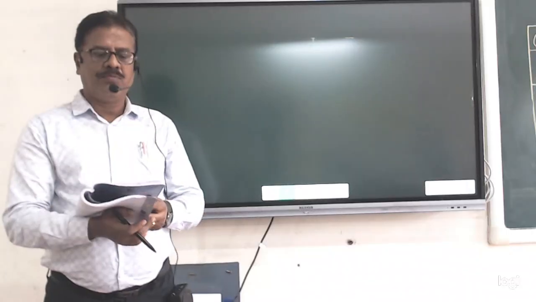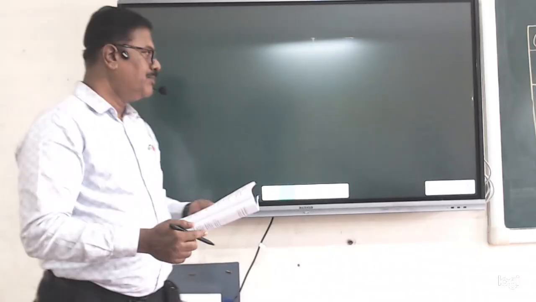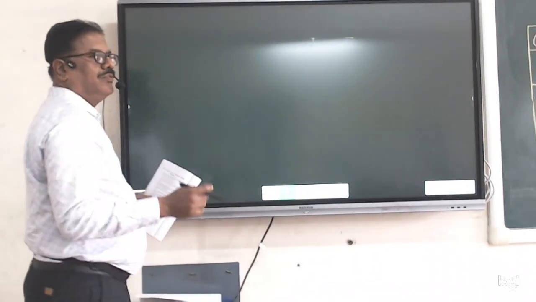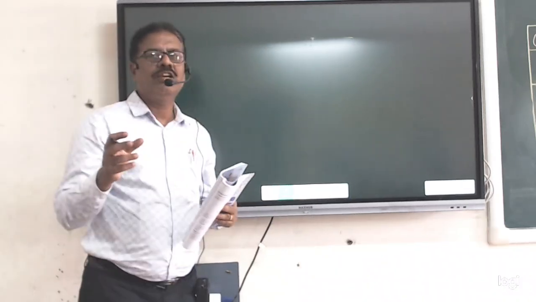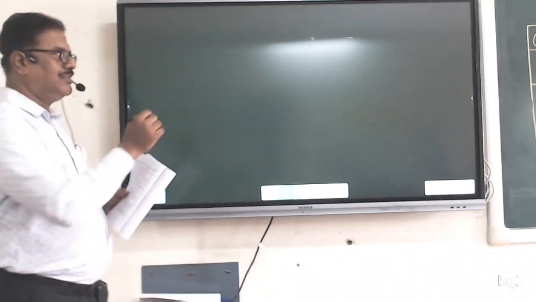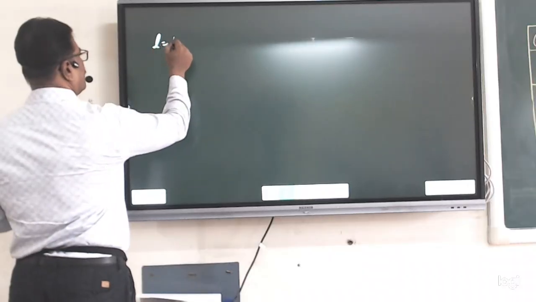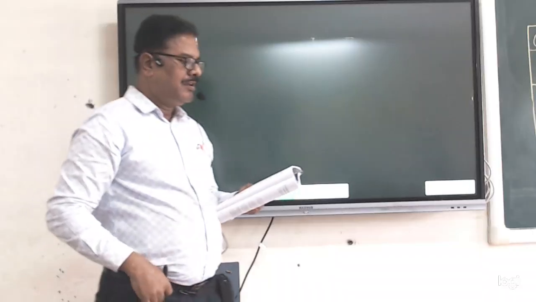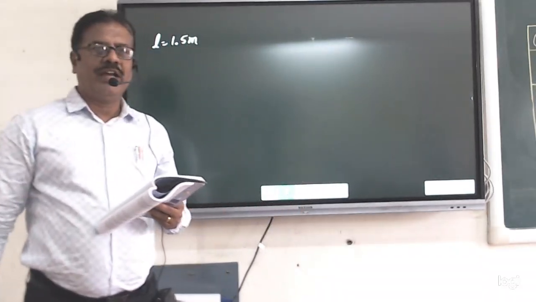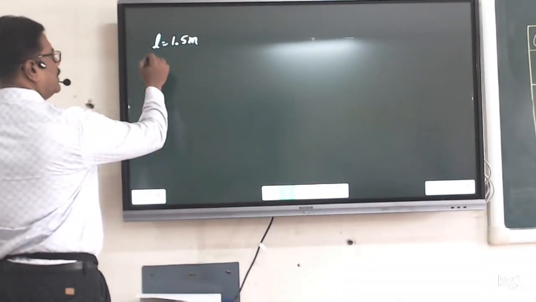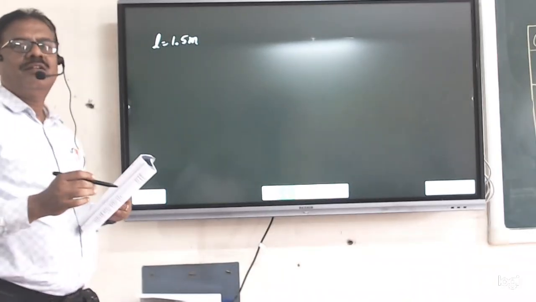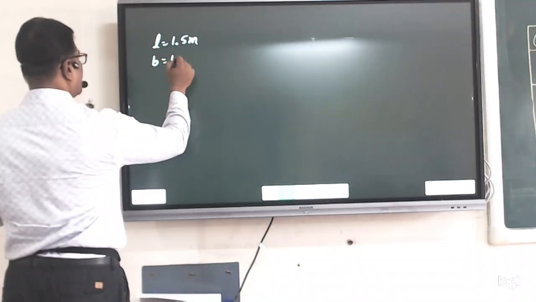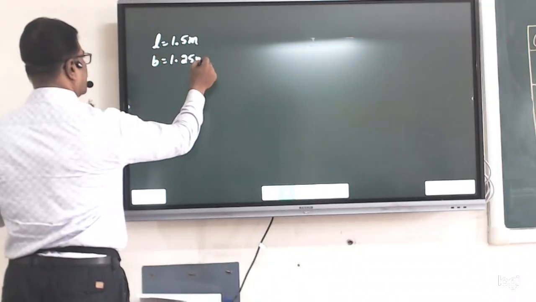See, a plastic box 1.5 meter long. Long is also equivalent word to what? Length. So length is given 1.5 meter long. Then 1.25 meter wide. Wide means what is the equivalent word to the wide? Breadth. It is represented by the B, which is given by 1.25 meter.